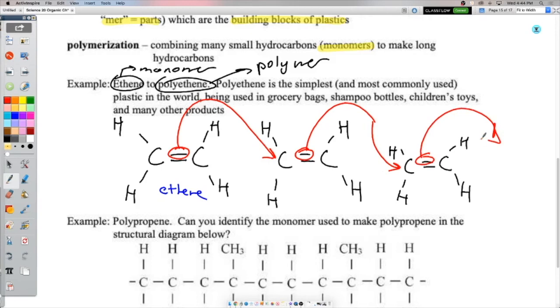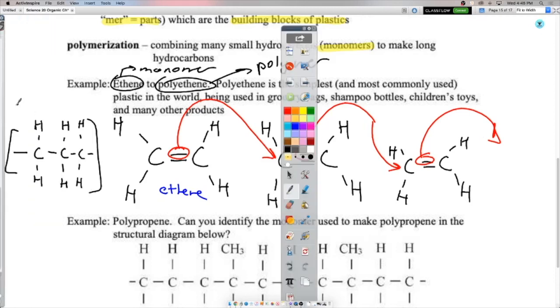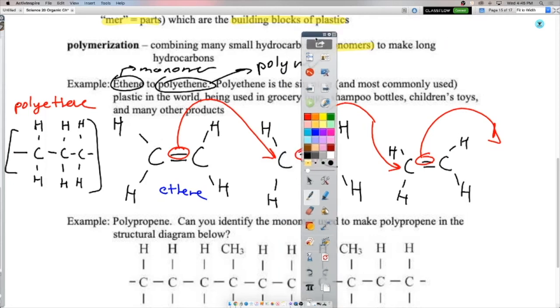You take a bunch of ethenes, break their double bonds, use it to attach them to one another, and after long enough, you've started to make this thing, polyethylene. And this just means it could go on forever and forever that way. So you use special chemical reactions to reform it into chains of molecules.